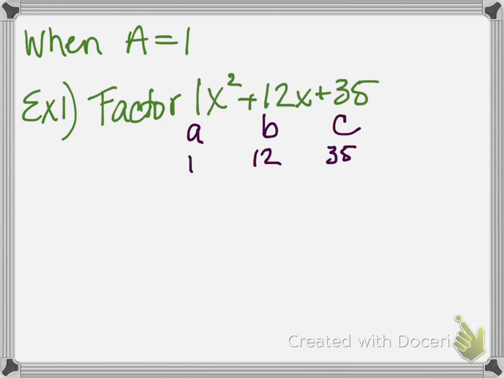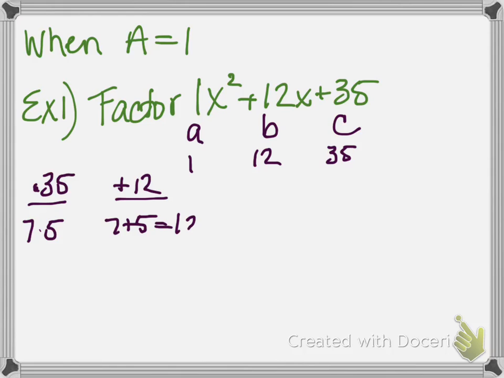So now, just like I said in the notes, we need to find two numbers that multiply to c and add to equal b. So we need to multiply to 35 and add to 12. When you think of two numbers that multiply to 35, what comes to mind first? Mine is 7 and 5. So 7 times 5 is 35. And if I add 7 and 5, I actually get 12. So this is nice. The first try, I got it.